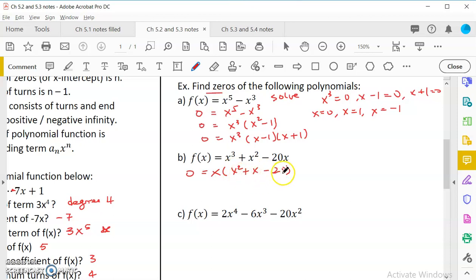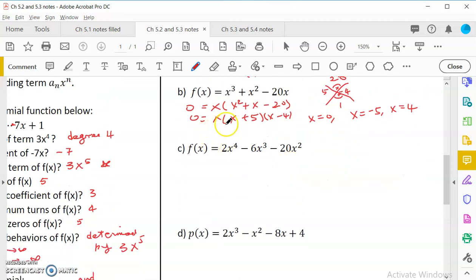So this becomes a trinomial with x squared, so I can use the diamond method to factor. Multiply to be negative 20, add to be 1, so it's 5 and negative 4. So 0 equals x(x plus 5)(x minus 4). Then use the zero product property: x equals 0, x equals negative 5, x equals 4. So that's three zeros. After you factor the GCF, you factor more.